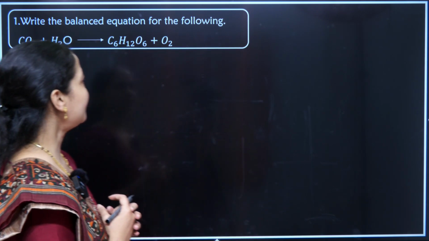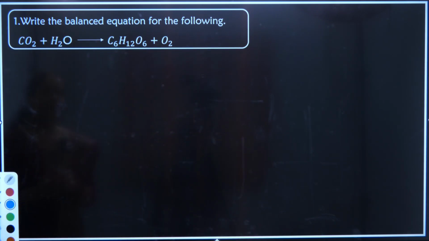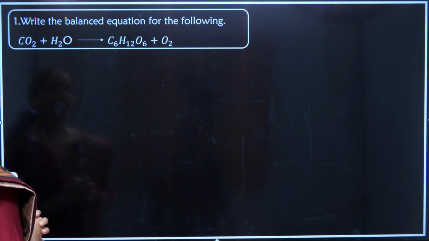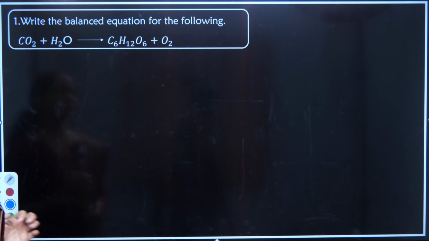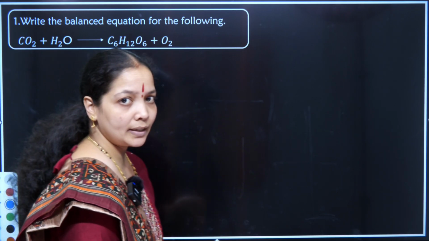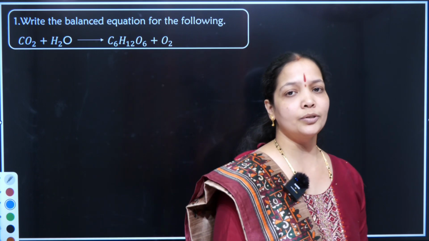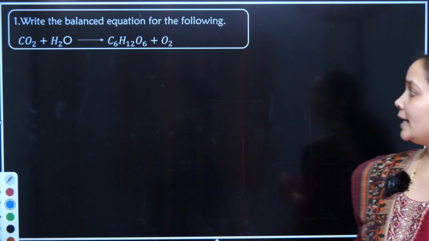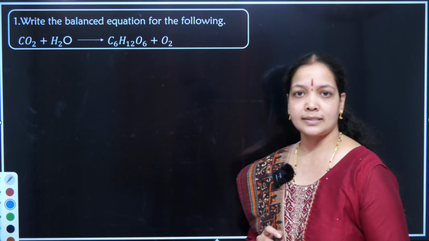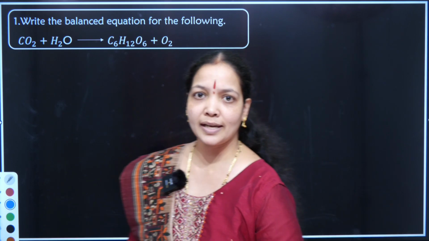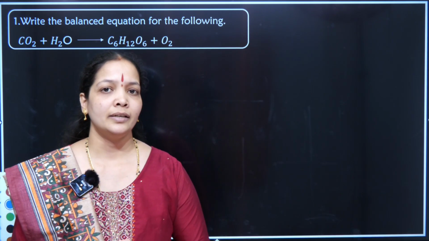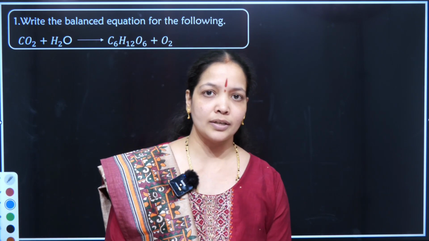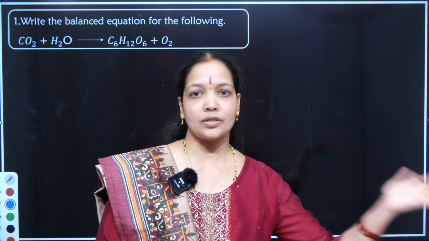All right. So the first question here is, balance the following chemical equation, and the given equation is CO2 plus H2O giving me C6H12O6 plus O2. This is a reaction based on photosynthesis. In the life processes chapter also we have this reaction happening when carbon dioxide is reacting with water. It is giving us glucose and oxygen, right?